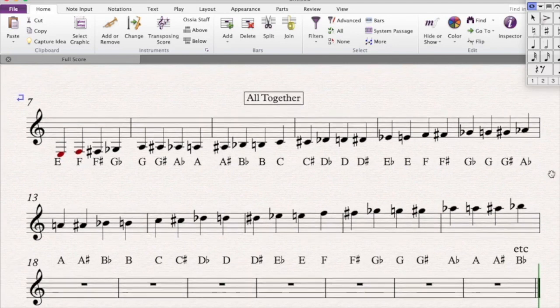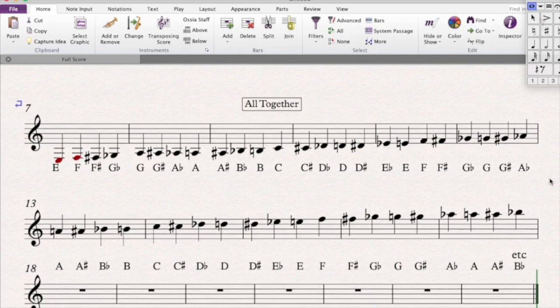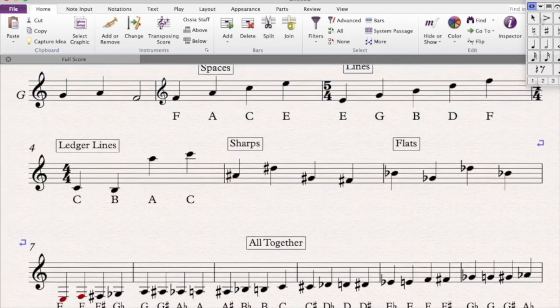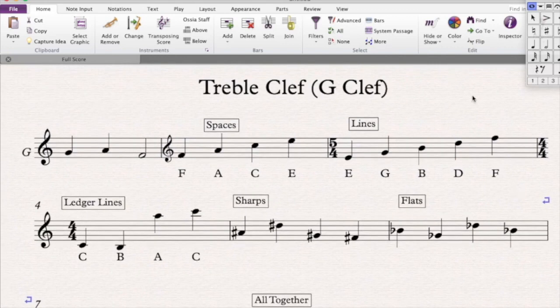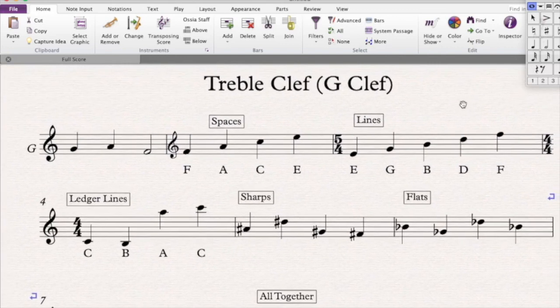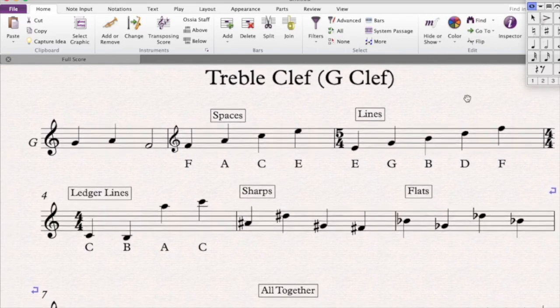Alright, so that's that all together. Now why am I showing you this? Well, the key thing I want to explain to you today is to help you work out these notes, okay? Because the video title is obviously Master the Treble Clef. Okay, so there are 2 ways that you can do it.